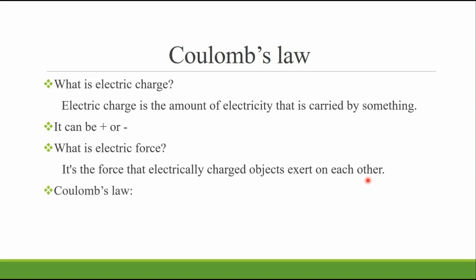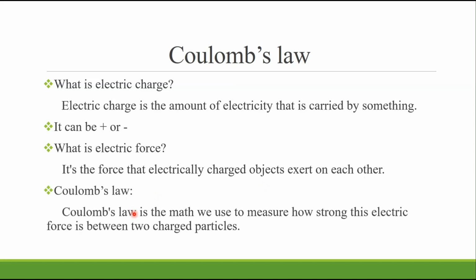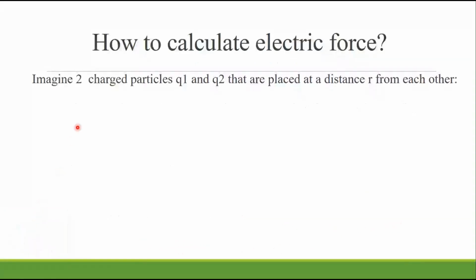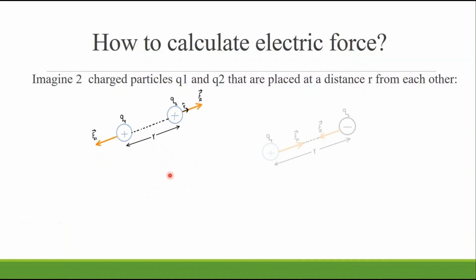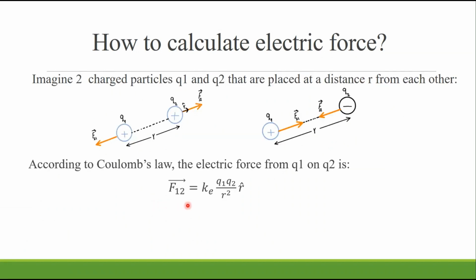What does Coulomb's law state? Coulomb's law helps us understand how strong this electric force is between these two charged objects, and it is actually the math we use to measure how strong this force is between two charged particles. Imagine two charged particles, Q1 and Q2, that are placed at a distance r from each other. According to Coulomb's law, the electric force from Q1 applied to Q2 can be calculated using this formula.